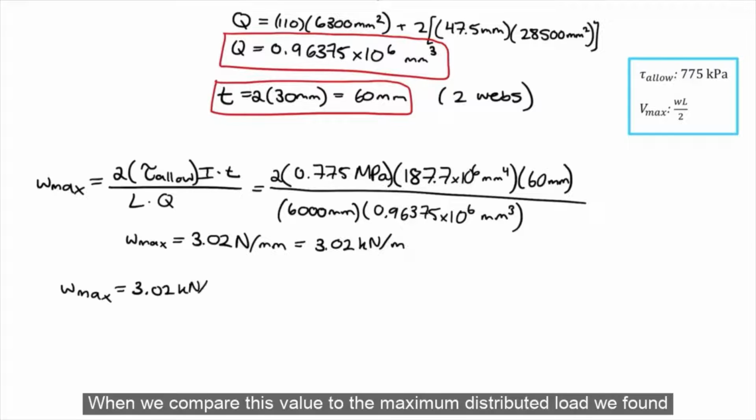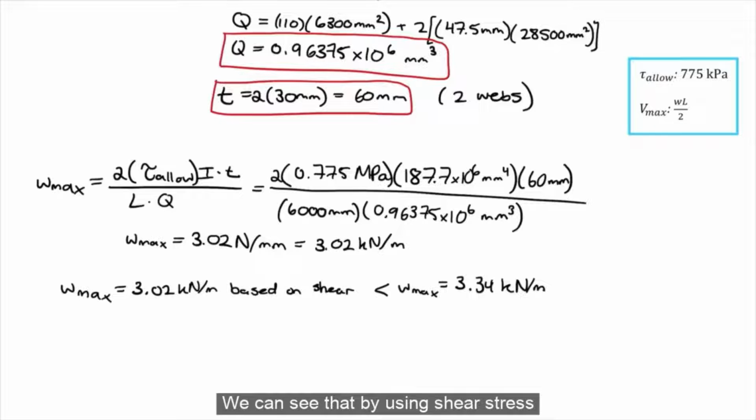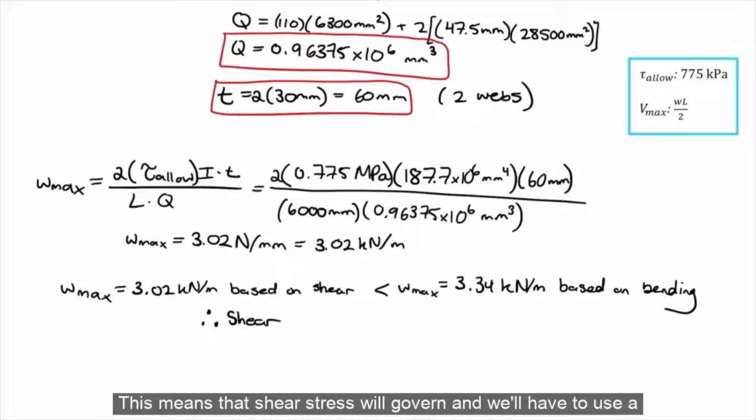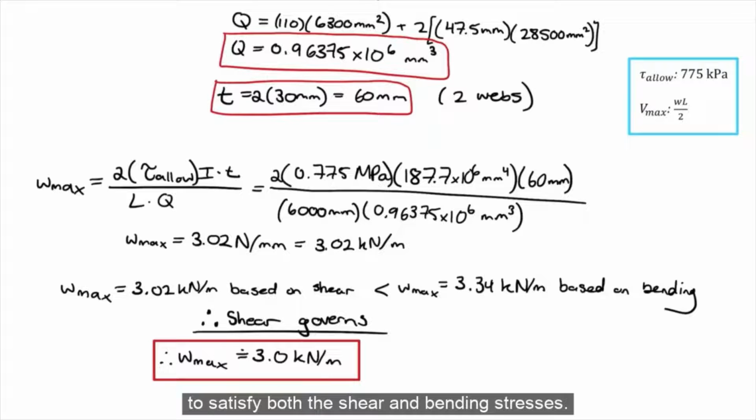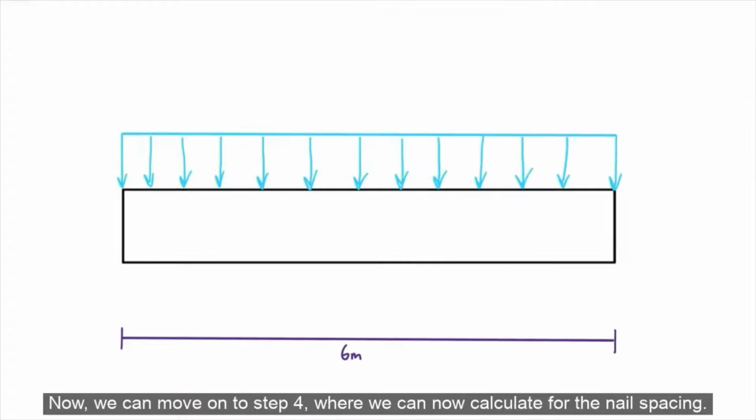When we compare this value to the maximum distributed load we found using bending stress, we can see that by using shear stress, we get a smaller distributed load. This means that shear stress will govern and we'll have to use a maximum distributed load of around 3 kilonewtons per meter to satisfy both the shear and bending stresses. Now we can move on to step 4, where we can now calculate for the nail spacing.